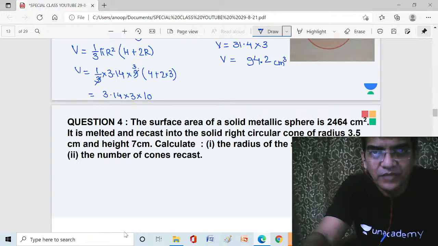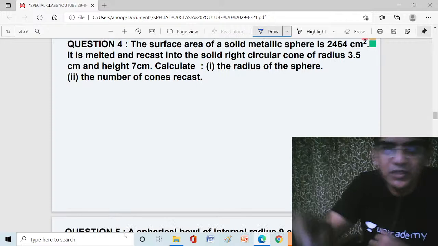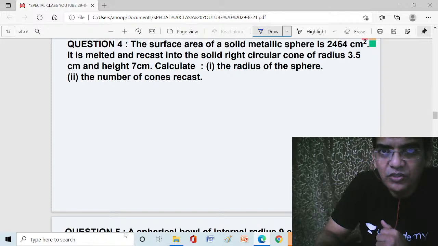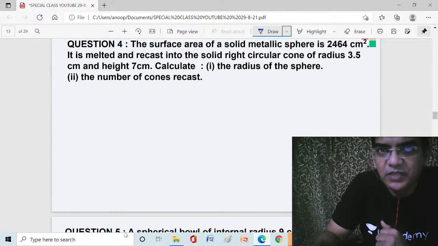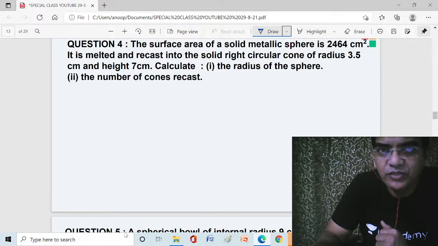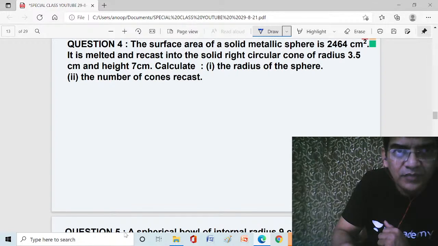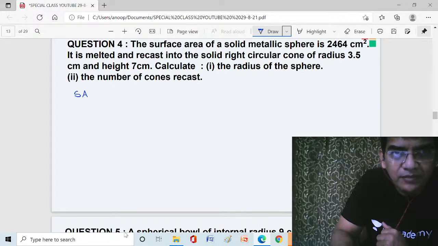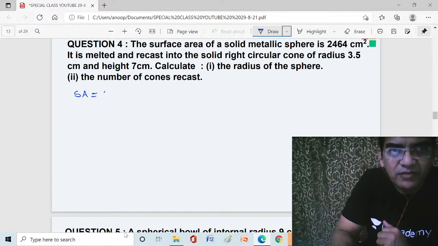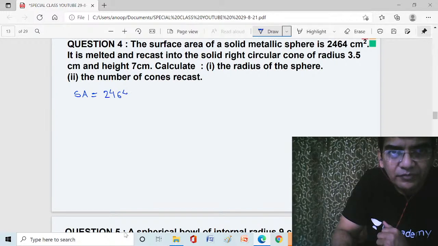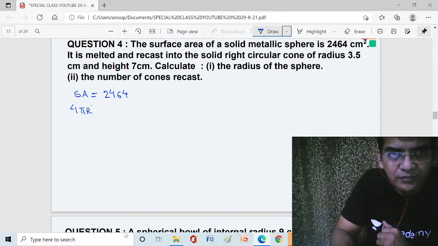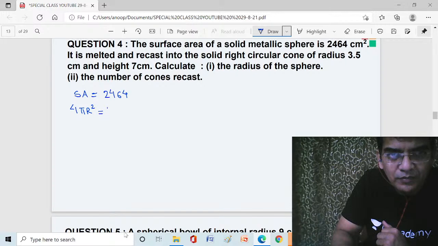We have question number 4 here. Let's see what's given in this question. The question says the surface area of a solid metallic sphere is this much. So this is the surface area given to you, and this is the surface area of a sphere. So let's see what can be calculated from the surface area. Surface area is given 2464. Let's write the formula for surface area. So it is 4 pi r square. So it is 2464.